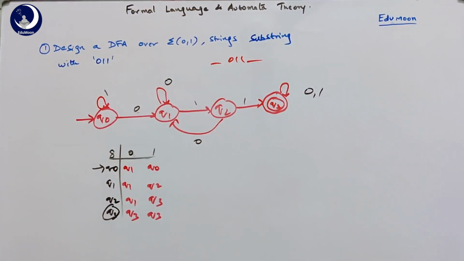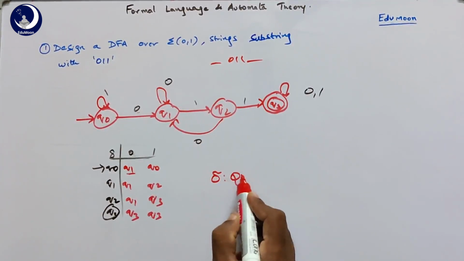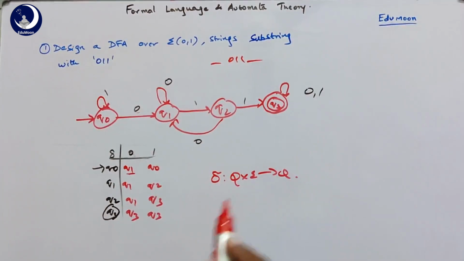So this is how the table looks, and this is a DFA because you can see in the table that for any combination, for Q0 on 0 we have only one state. That indicates the transition delta, Q cross sigma goes to only Q, which indicates there is only one determined next state. So that is why it is a DFA.